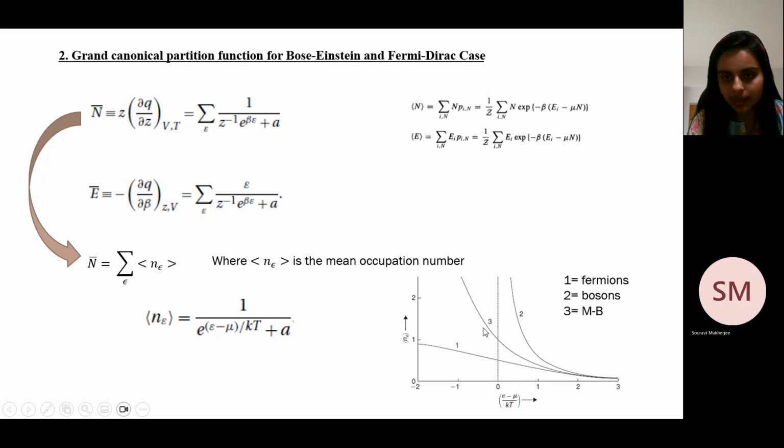And this mean occupation number obviously differs depending on whether you have fermions, bosons, or classical particles. As you can see, for fermions, this lies from 0 to 1, right? While for bosons, you can see as epsilon is close to mu, or you can say the chemical potential is equal to the energy level, at that energy value you can see that it maximizes, right?